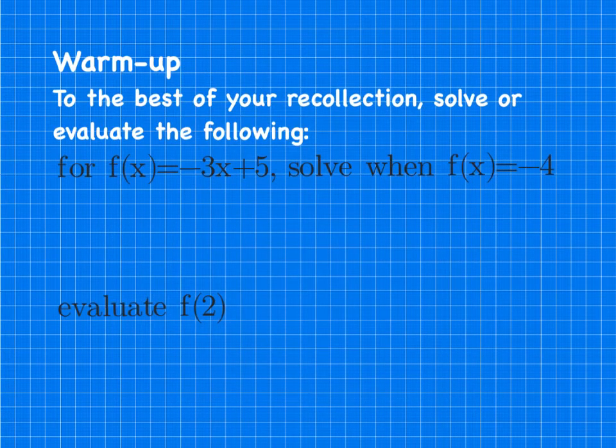So starting with the warm-up, we started with reviewing f of x. Something that's important to know if you haven't ever learned it: f of x is the same thing as y. So when we have f of x here, this is y, which means this is also y. So this f of x equals negative 3x plus 5 is similar to saying what is x when y equals negative 4.